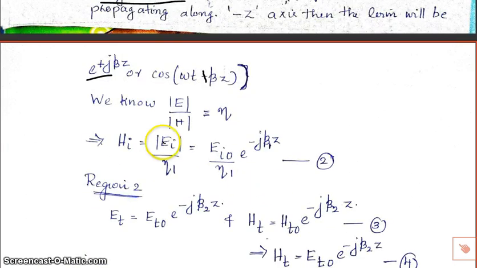Now coming back to the derivation, we know E by H is equal to eta, so I can write Hi is equal to Ei by eta1, where eta1 is the intrinsic impedance of your first medium, and we know what Ei is. Hi is equal to Ei0 into e raised to minus j beta1 z by eta1, which is my equation 2.